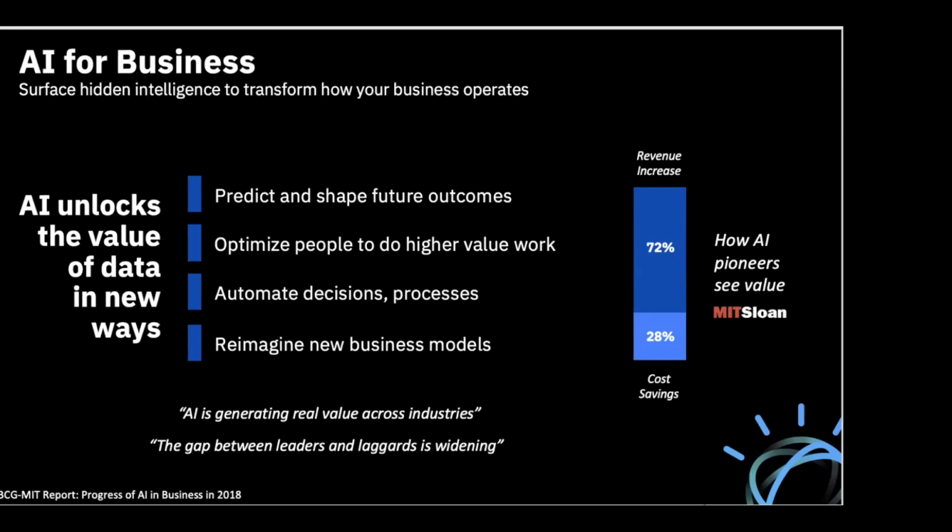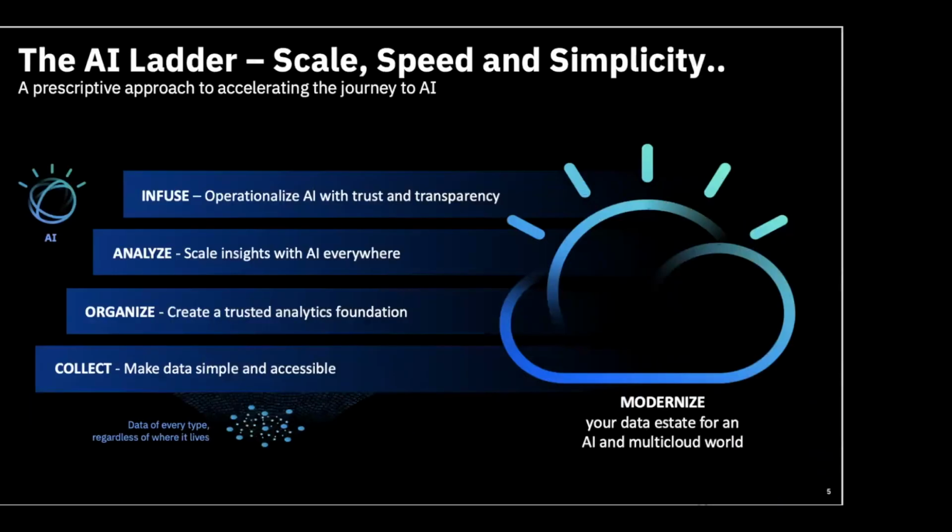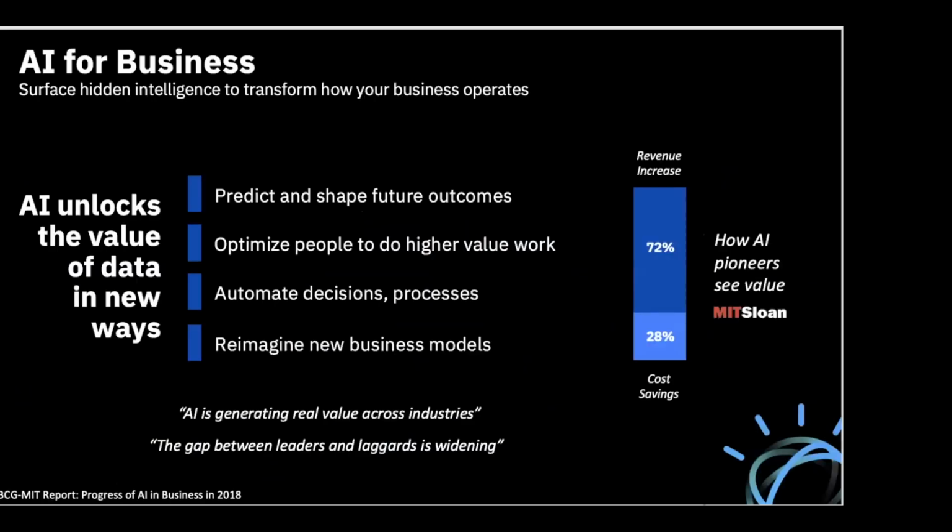With prescriptive analytics, we can prescribe steps for the business to take to get to our desired outcomes. And we can also make decisions and processes automated in order to be more efficient. And we can also reimagine the entire business model based on all the new technology that is available to us. So AI for the business can surface hidden intelligence to transform how our business operates.